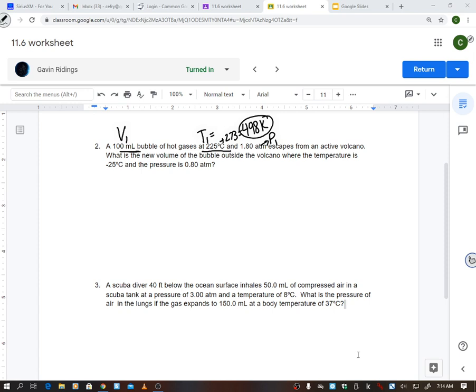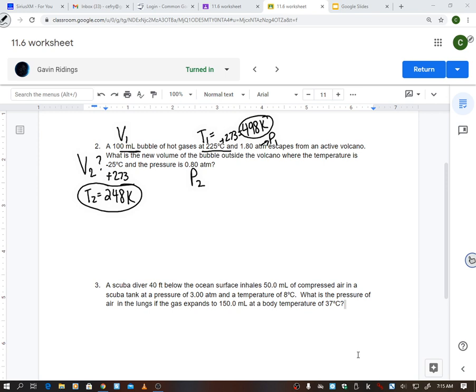It escapes from an active volcano. What is the new volume? So I'm looking for V2 of the bubble outside the volcano where the temperature is -25. Now I've got to add 273 to that to get Kelvin, and that is going to be 248 Kelvin. That's my new temperature, and my new pressure is 0.8 atm.